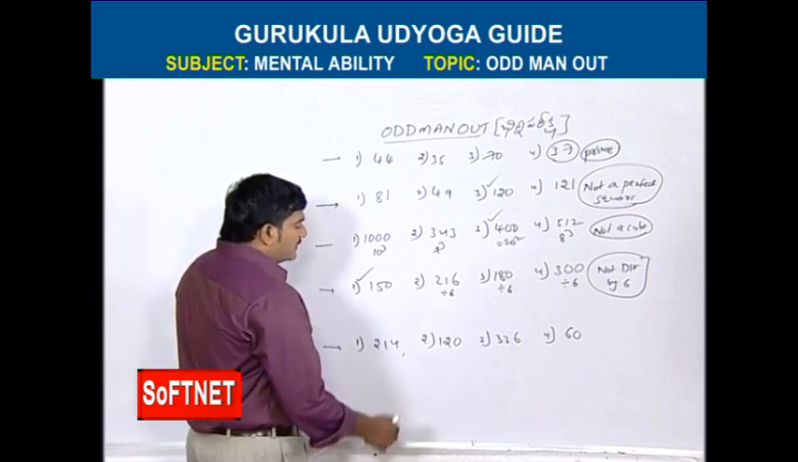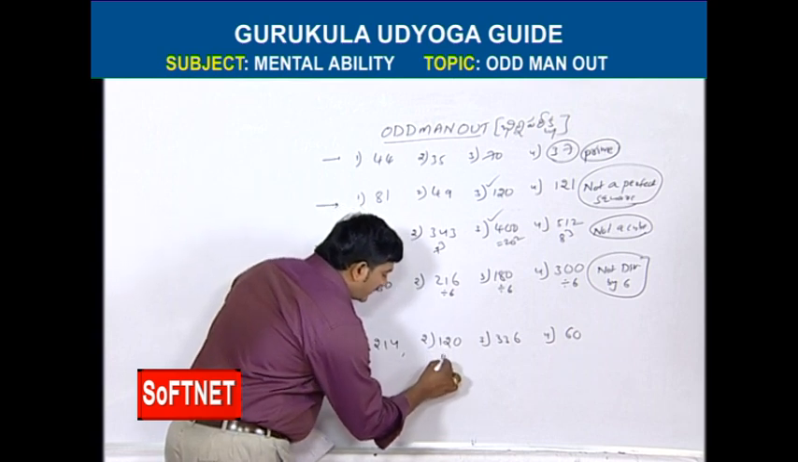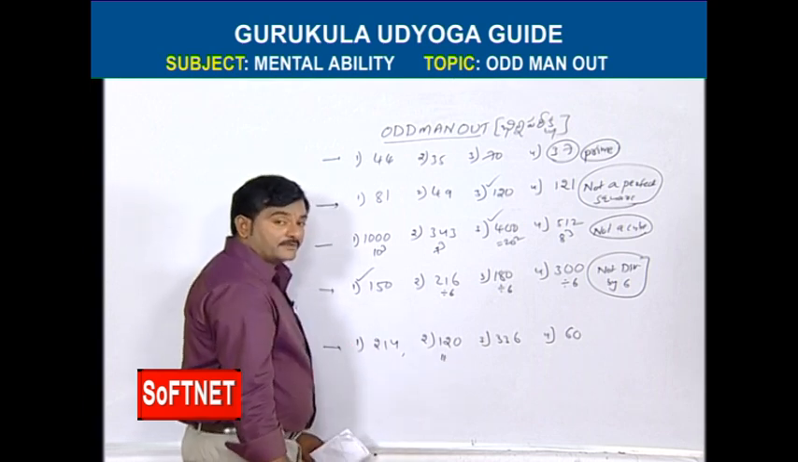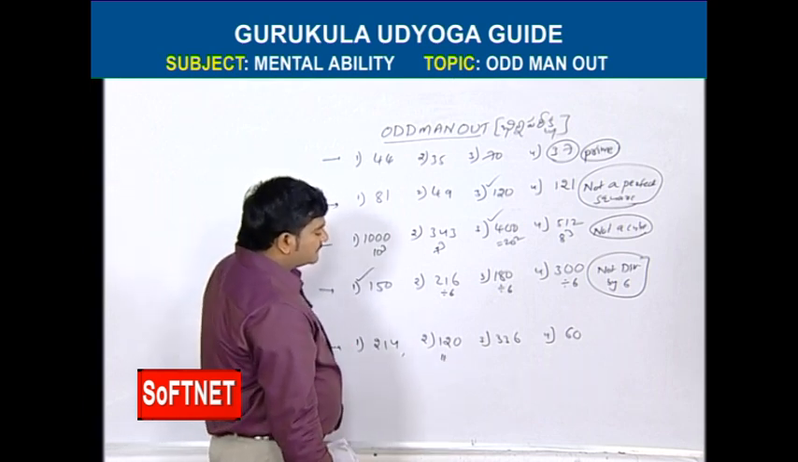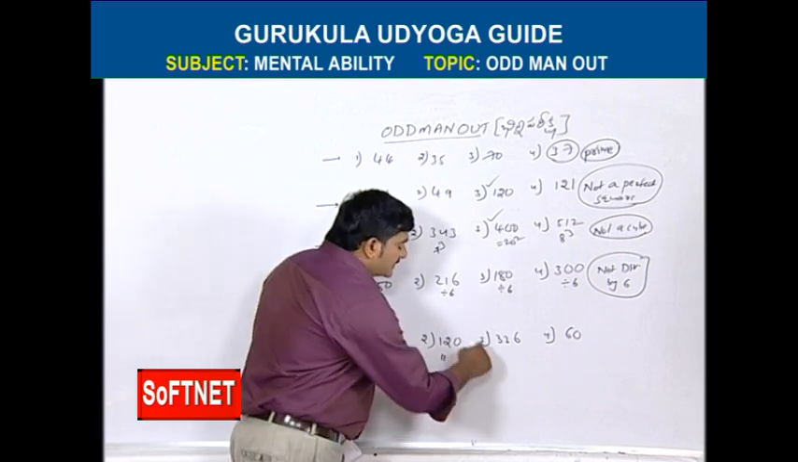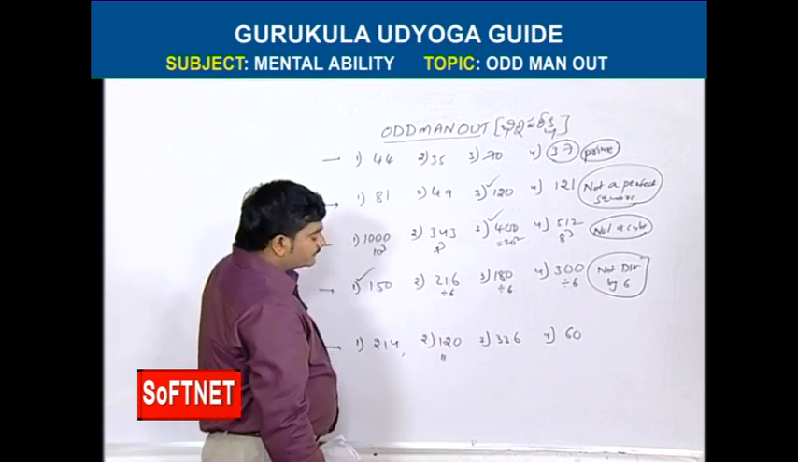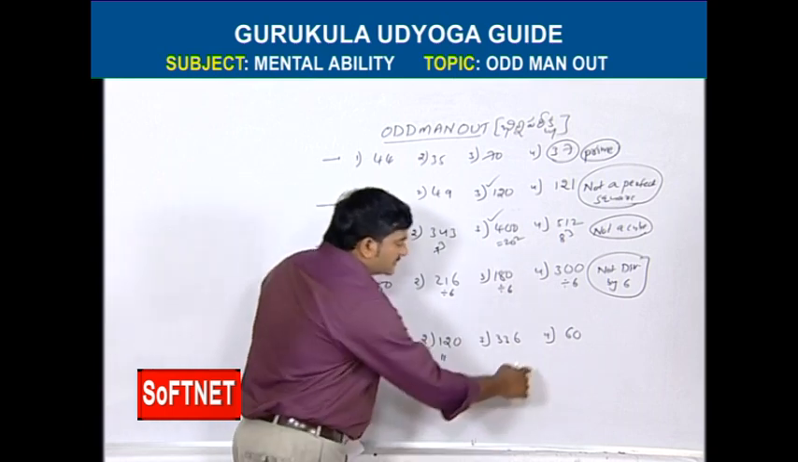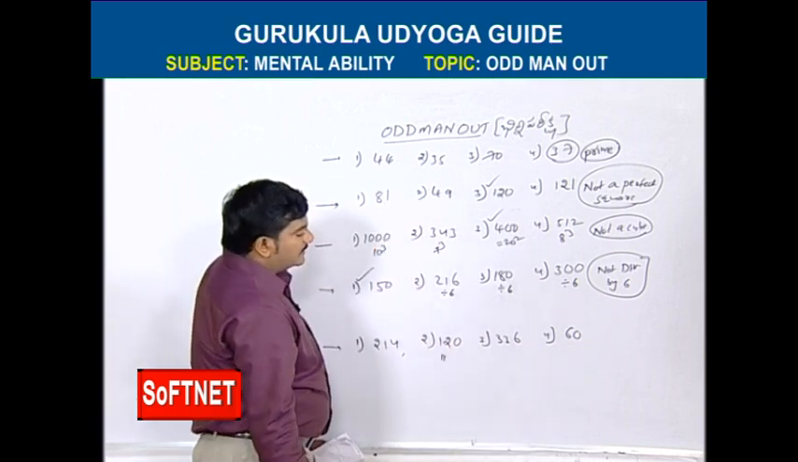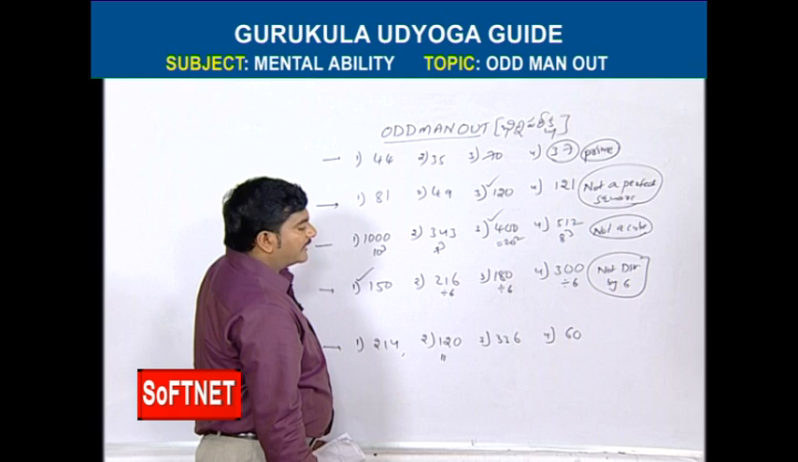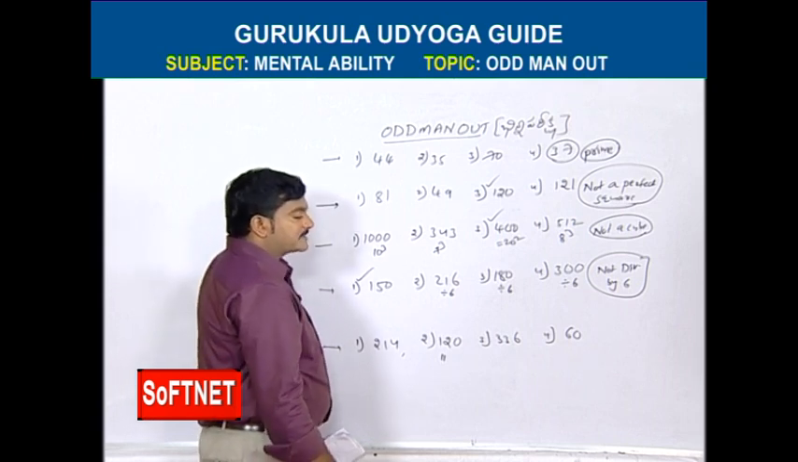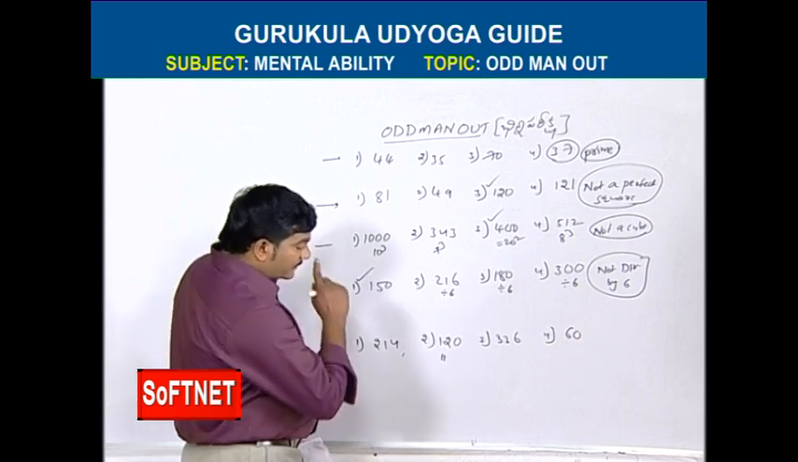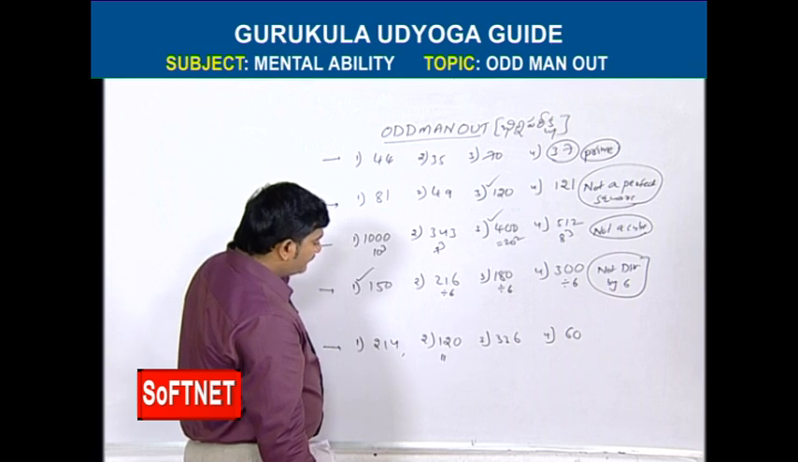If you observe here, 120 can be written as 11 square minus 1, that is 121 minus 1, 120. What about 336? Is it a square of something? No. What about 60? 60 can be written as 6 square 36, 7 square, 8 square. 8 square means 60? Are you getting it? No. So what is the concept involved here?